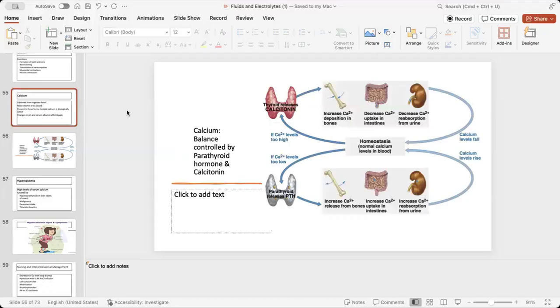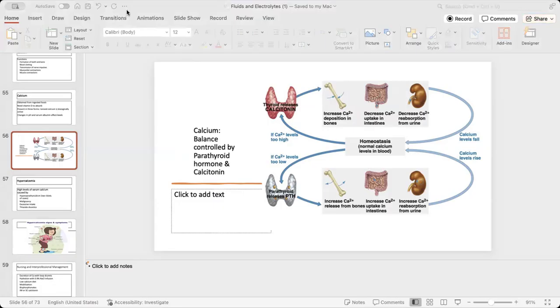So what happens if the calcium levels are too low in the blood? Parathyroid hormone is released, and where do we get the calcium from? From the bones, right? The intestines hold on to it, and it's reabsorbed from the urine. We want it to be normal. If our calcium levels become too high, the thyroid releases calcitonin, which puts calcium back into the bones, not as much as is brought up by the intestines and then excreted through the urine. So understanding how that works.